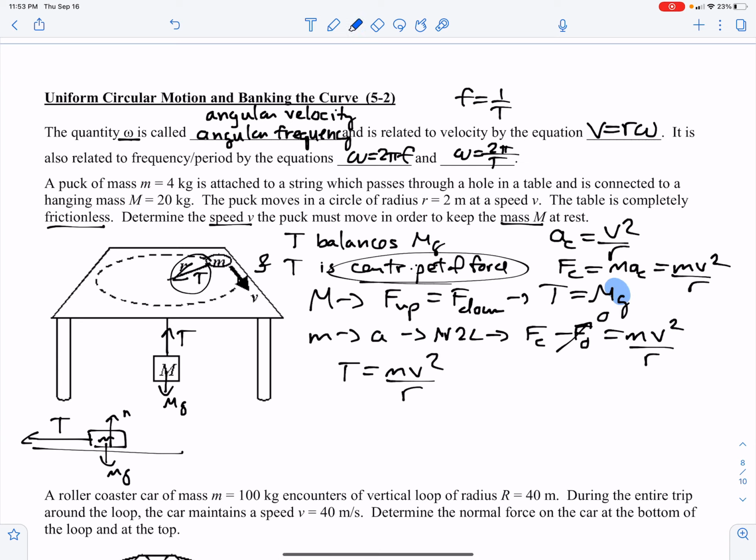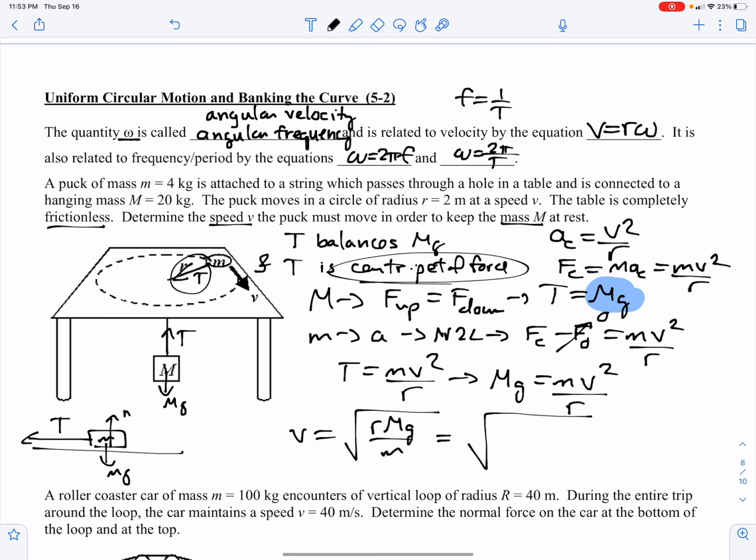But wait a minute, what was tension? It was Mg. So we could replace this and say big Mg equals little m v squared over r. Now to solve for v, we need to multiply by r, divide by little m, and then square root. So v would be the square root of r, big Mg, over little m. So r, the radius, was 2 meters, times big M, which was 20, times g, which is 10, divided by little m, which was 4.